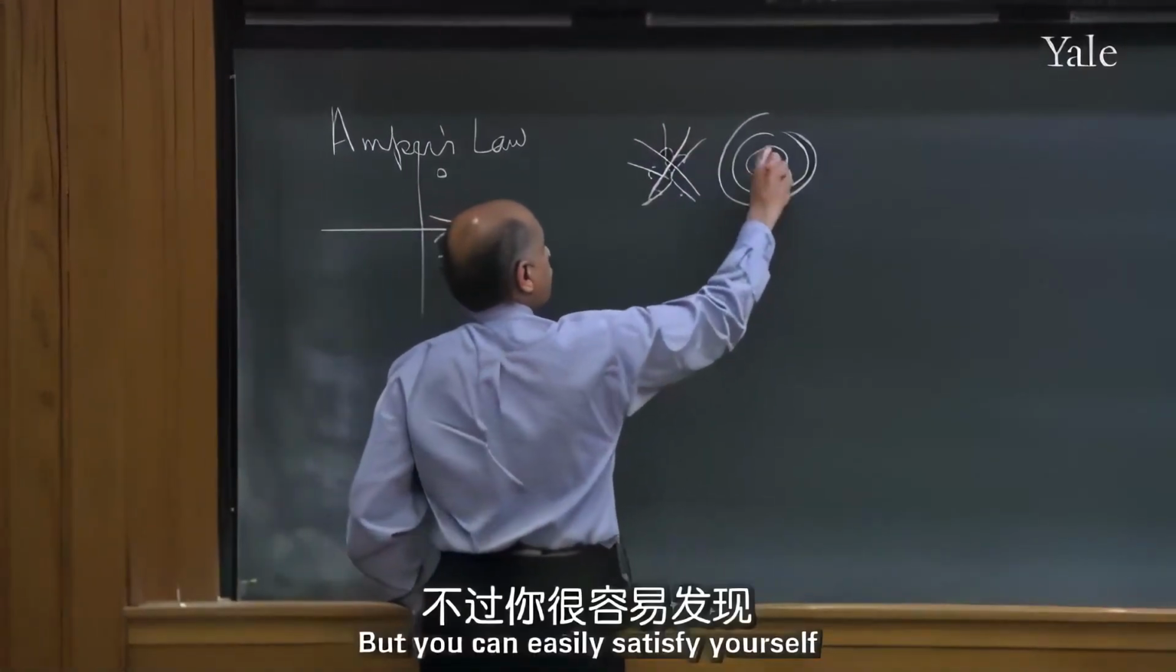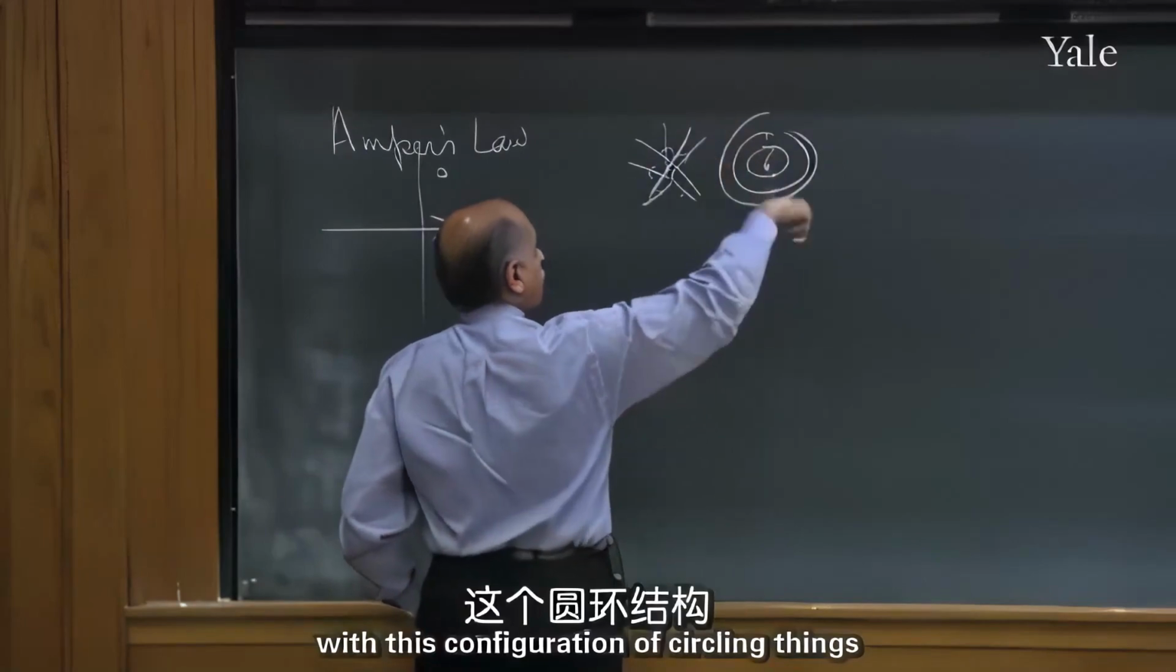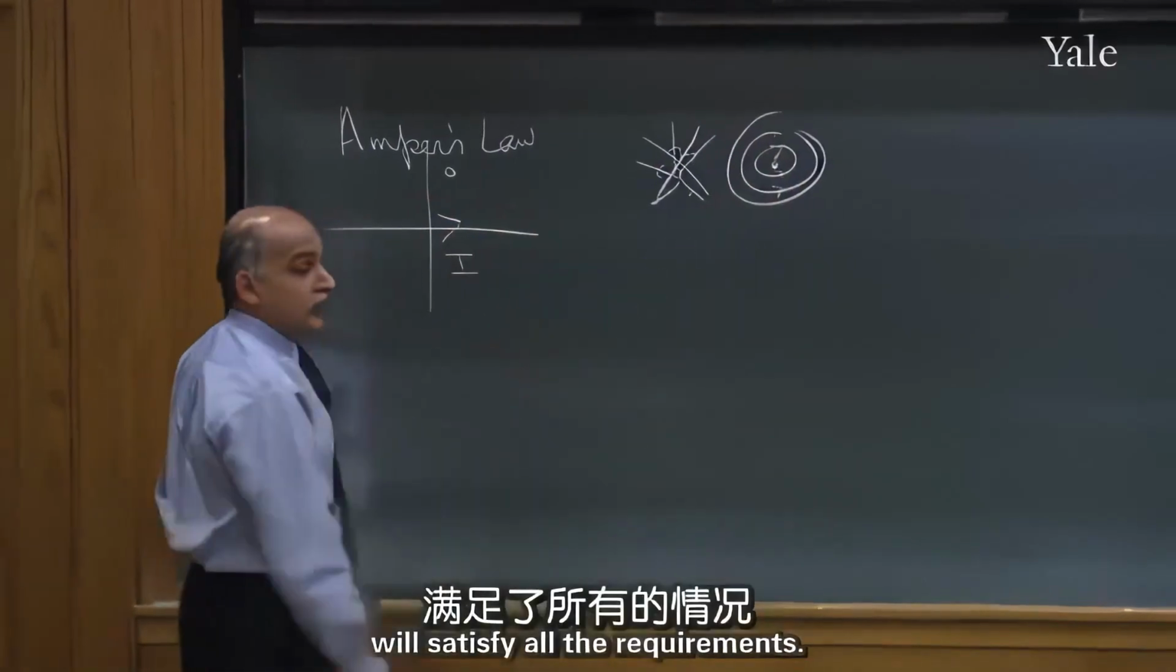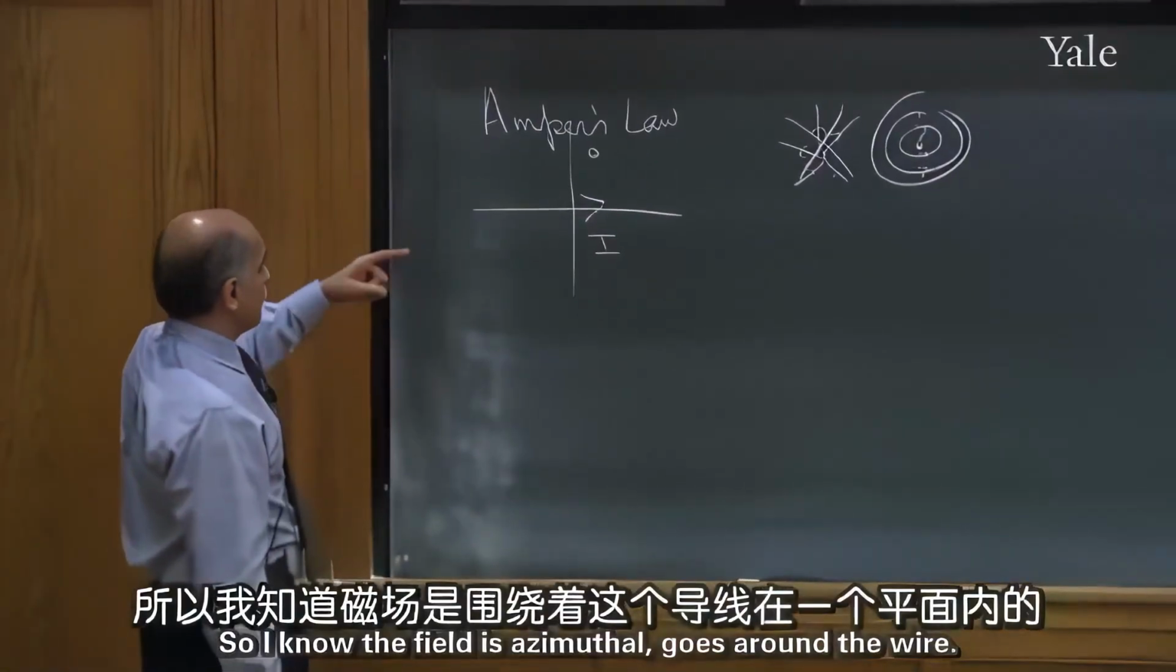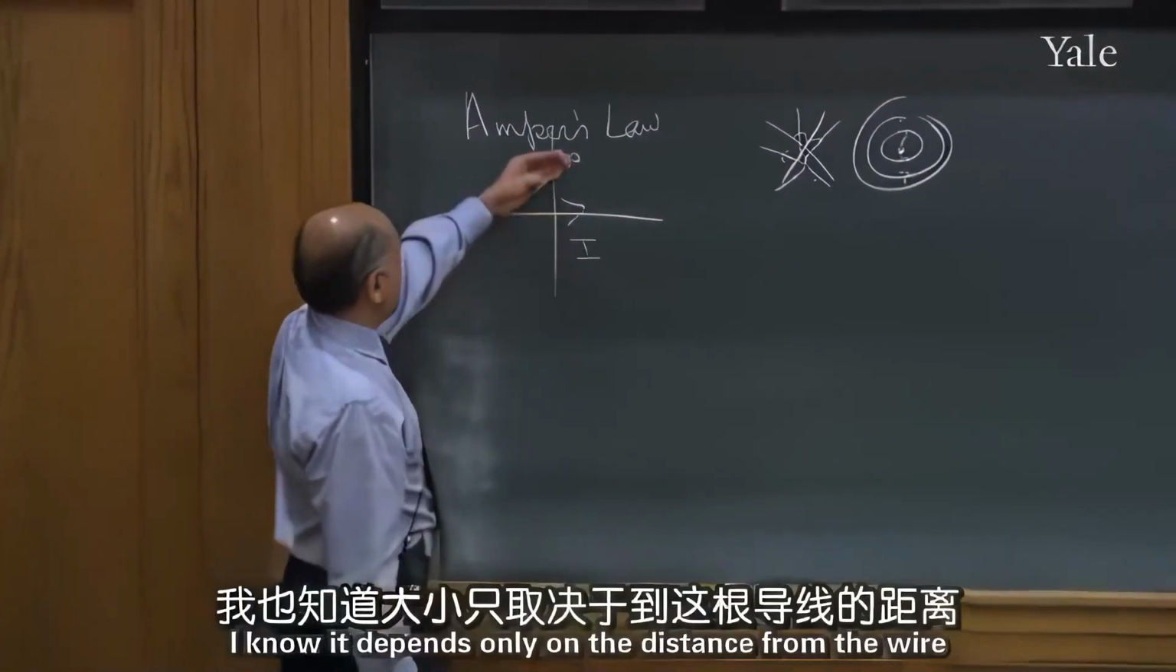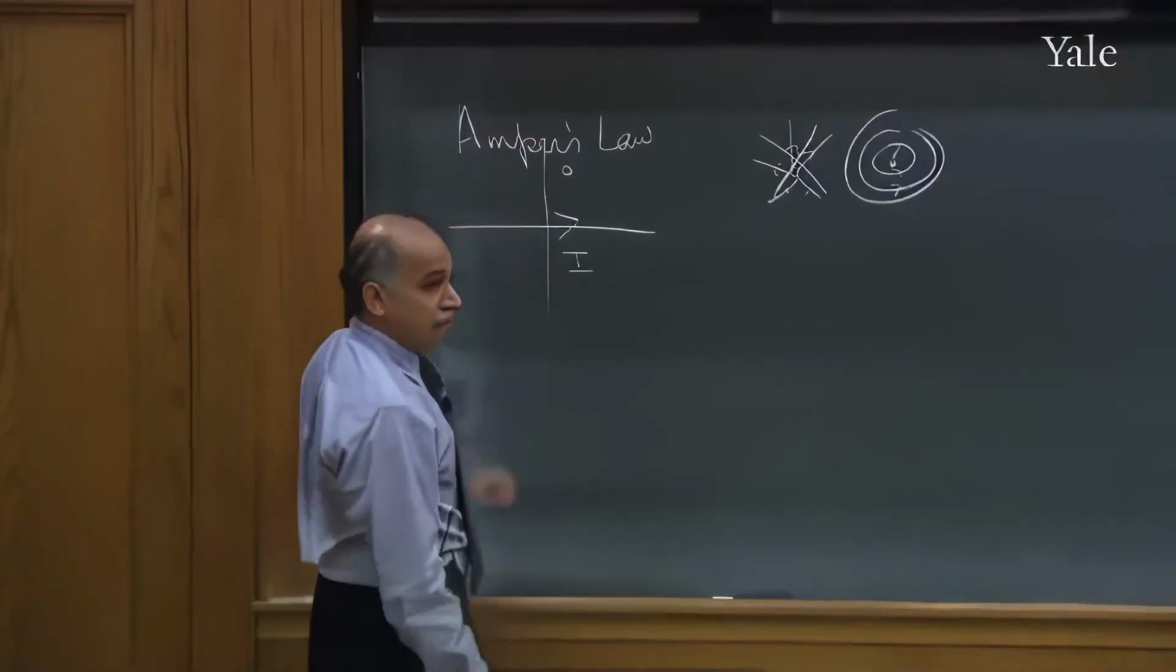But you can easily satisfy yourself that this configuration of circulating field lines will satisfy all the requirements. So I know the field is azimuthal, goes around the wire. I know it depends only on the distance from the wire and not where I am in the circle.